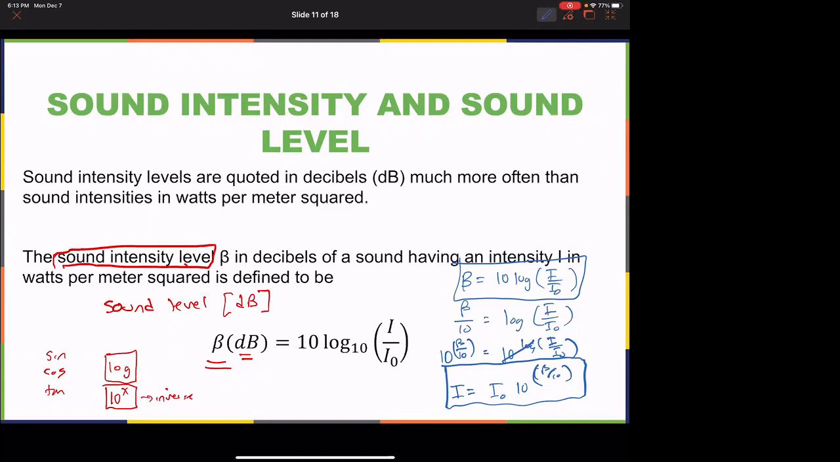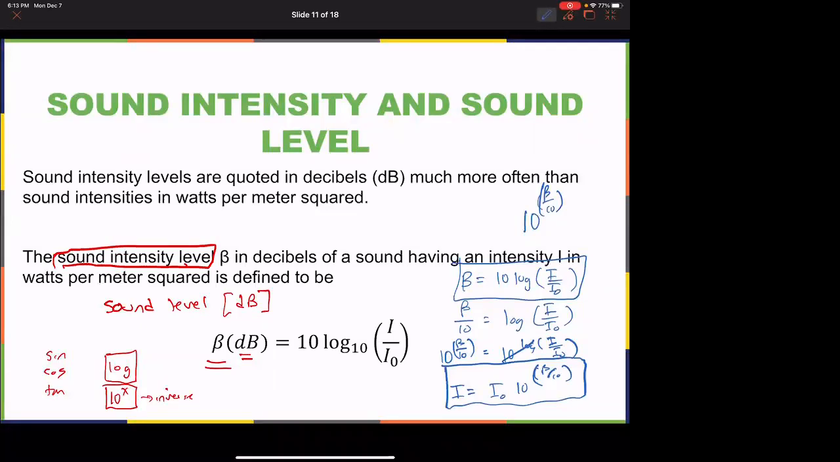You just need to know that those are the two formulas. The one on the bottom is I equals I naught times 10 to the beta over 10. Sorry, I was running out of room. I is intensity, and I naught is... what's that? Was I naught again?